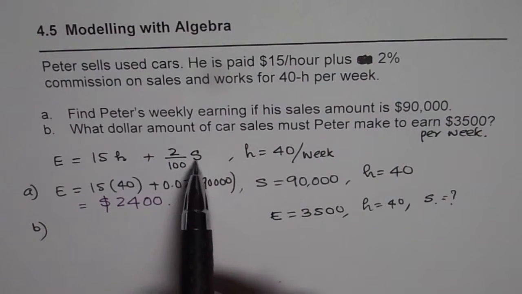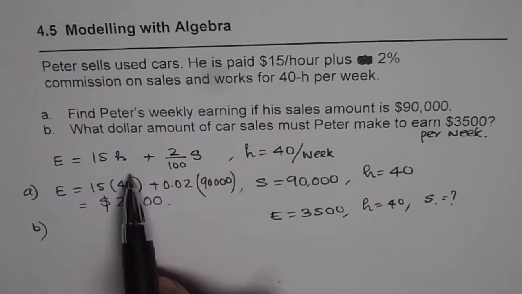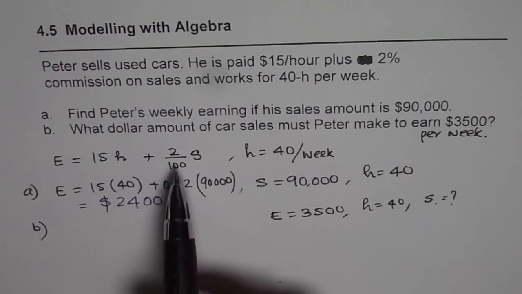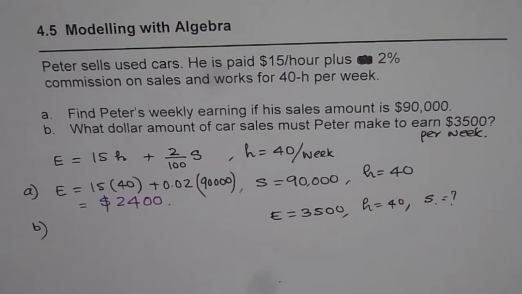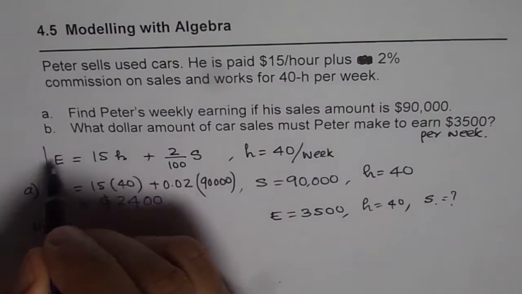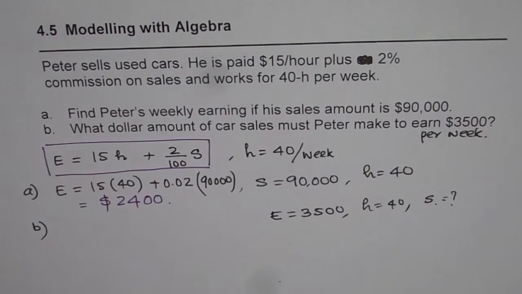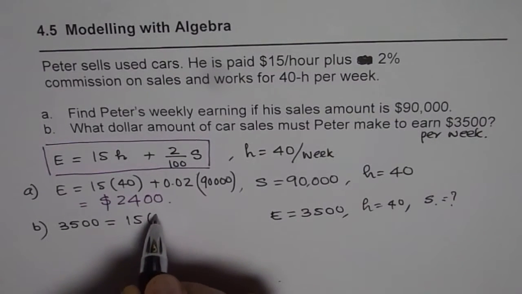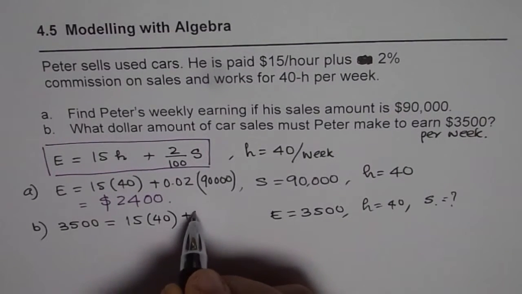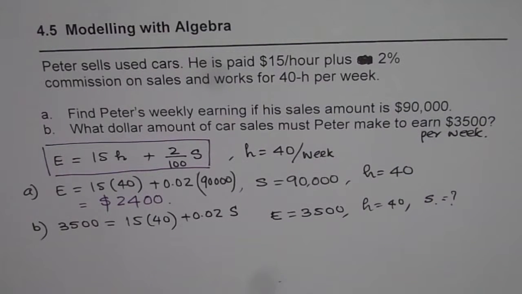So one way is we can rearrange this formula and then find sales. The other way is once we have the values, then we rearrange them. So we'll adopt the second method. So let's substitute 3,500 for earnings. So that is the formula which we are using. Let me highlight the formula itself. The relation between earnings, hours, and sales. Earnings is 3,500. Let me write 3,500 for E, the earnings. 15 times 40 is the hours, plus 0.02 of sales, which we don't know. We'll try to figure out.